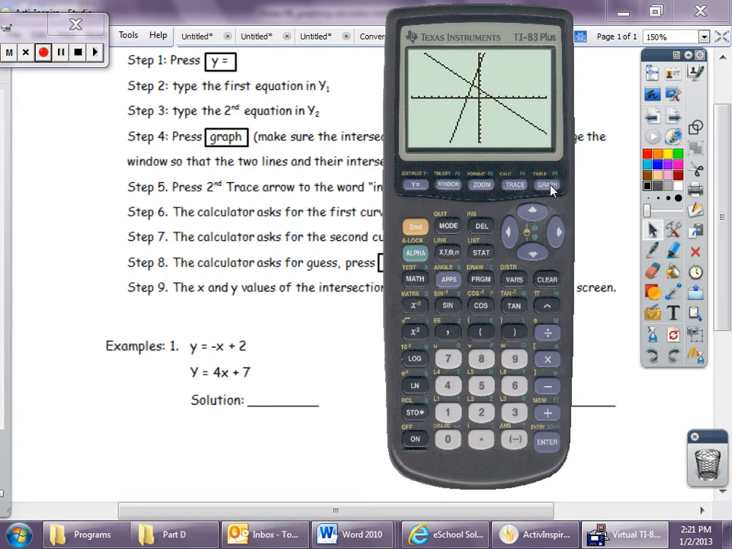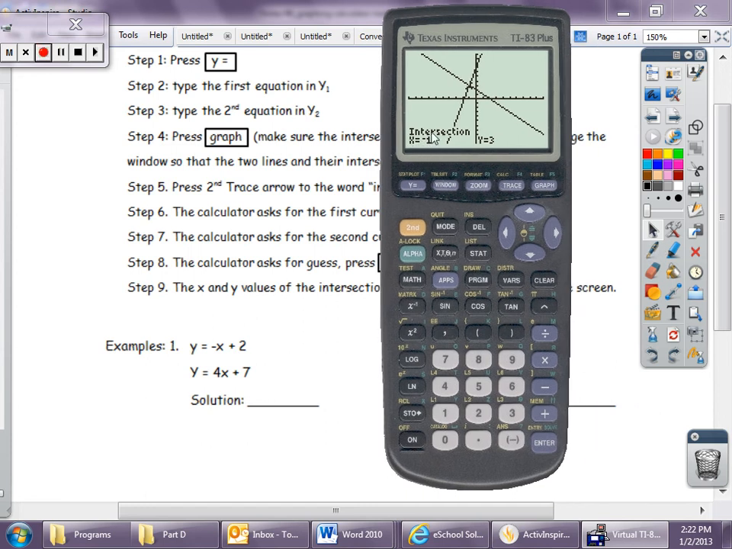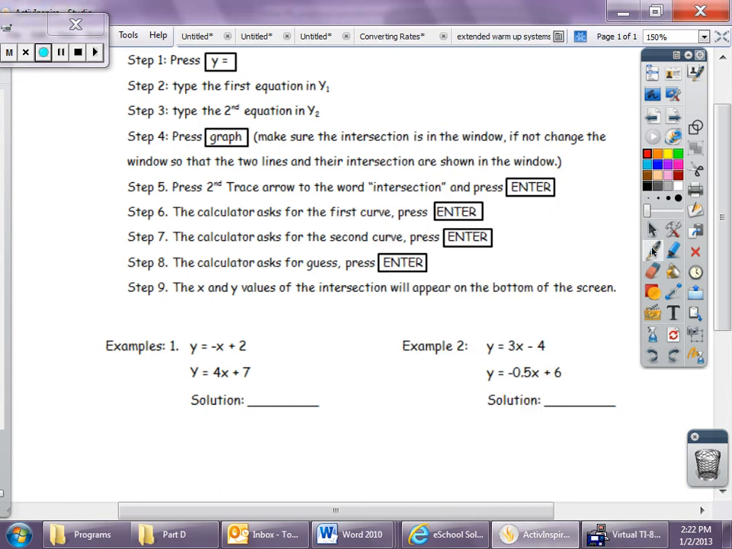Step 5 says press second trace. So we do second, and then the trace button is right above the arrows next to the graph. So we do second trace, and now we want to go down to number 5, which says intersect, because we want to find where these graphs intersect. I go down to 5 and hit enter, and it asks you for the first curve. We hit enter. It asks you for the second curve, the second line. We hit enter. Now it says guess. We can just hit enter again, and then the calculator will tell you the intersection. The x value is -1, and the y value is 3. So our solution is -1, 3.